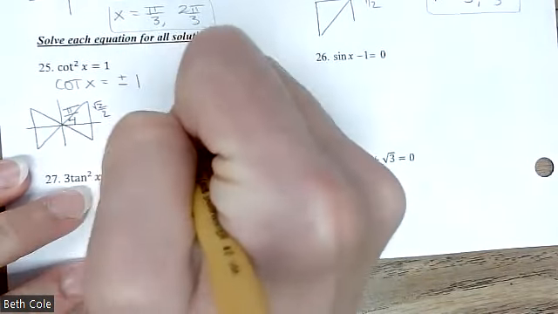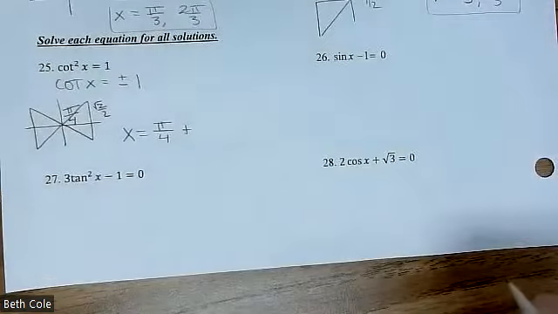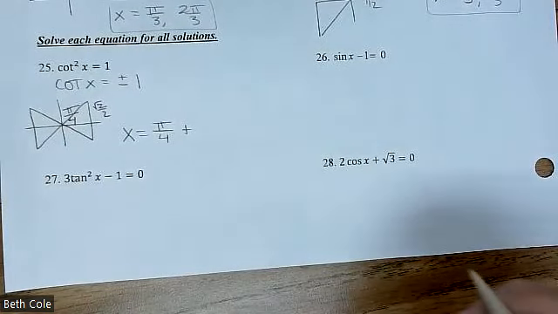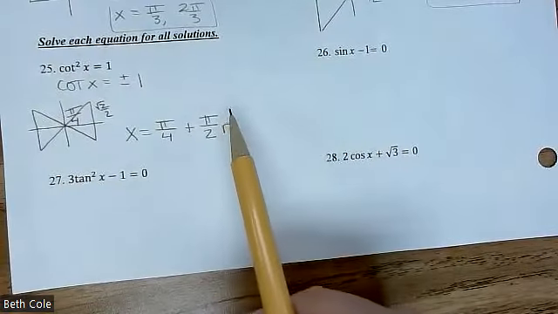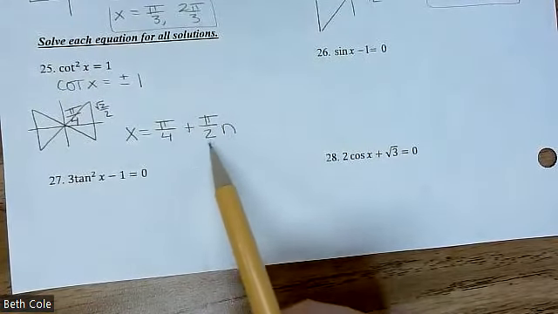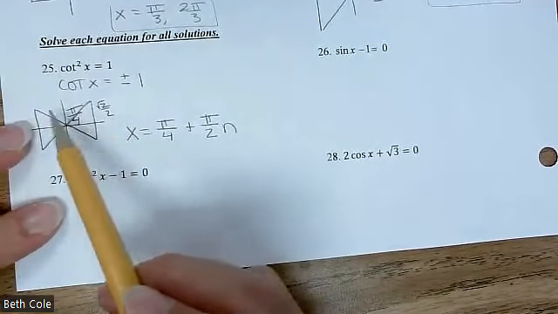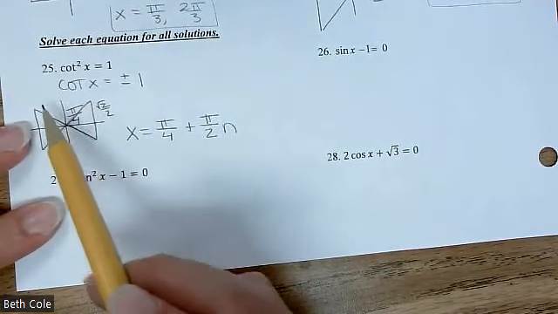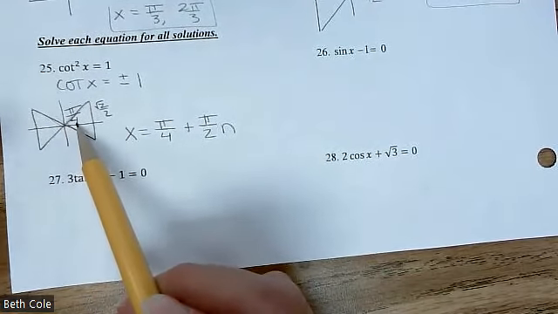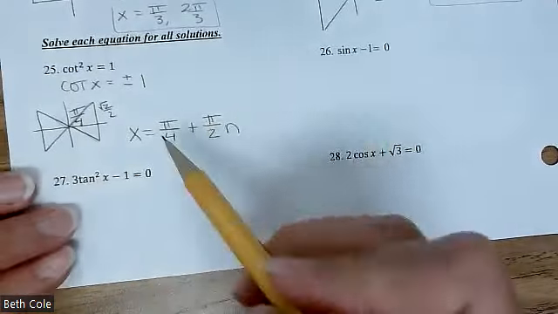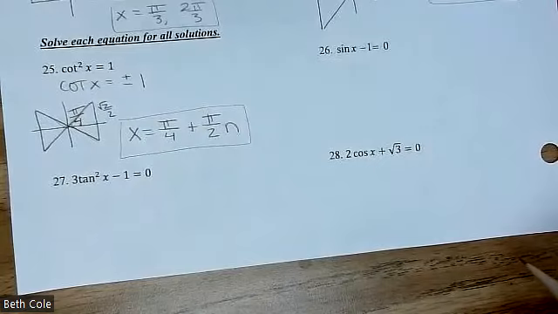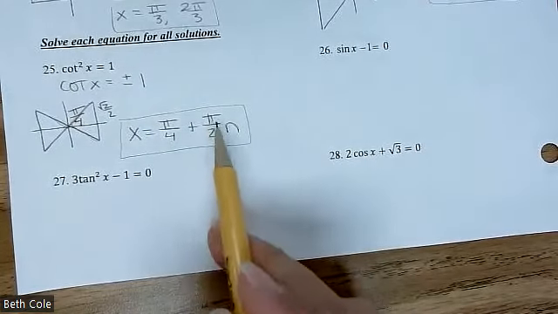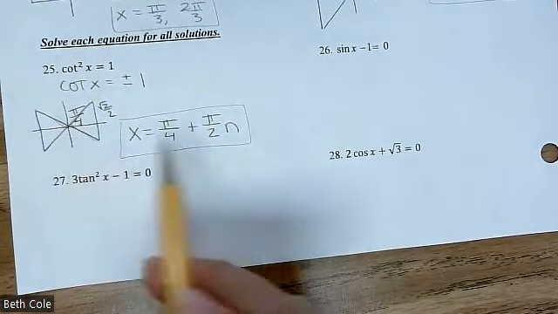Your answers are pi over 4 plus pi over 2 n. That's the only time you can get away with adding the pi over 2 n, and it only works because these are evenly spaced. If you have a pi over 3 or a pi over 6, that won't work. You have to write them separately, because they are not evenly spaced from each other. Okay. But it's how far do you need to go to get to the next answer, is what you're doing.